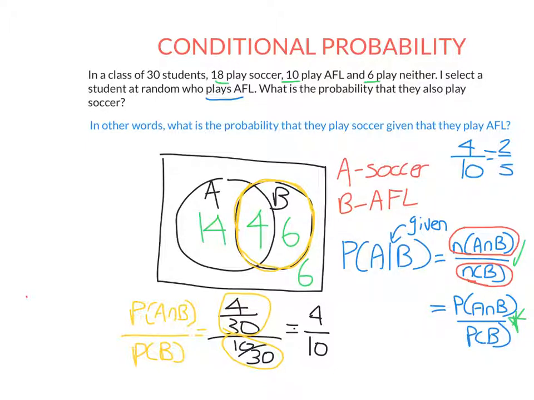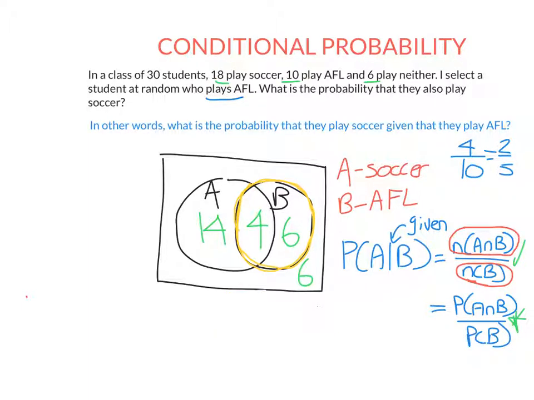So I'm going to rub out the bottom and we're going to find the opposite. We're going to find what's the probability they play AFL given that they play soccer. So if I want to find the probability that they play AFL given that they play soccer, the formula is very similar to over here. All I need to do is switch the A's and B's around.